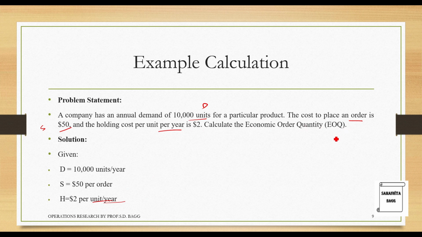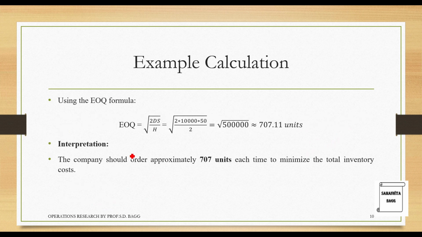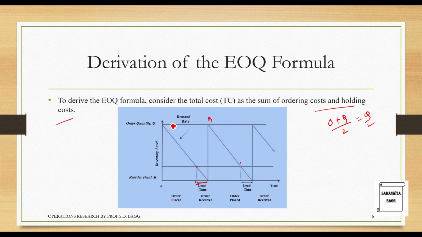Calculate the EOQ. Now we know that EOQ has the formula root of 2DS upon H. Here you can just substitute the values and you will get this answer approximately as 707.11 units. So what is the interpretation of this value that we have got? The company should order approximately 707 units each time to minimize the total inventory cost. So if you see this diagram, this value of Q is 707 units, which should be placed here at this reorder point, but this will be replenished over here, 707.